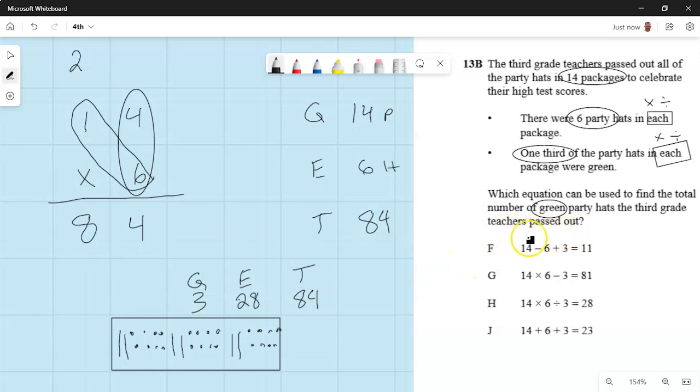So I'm going to look at my answer choices over here. F, 14 minus 6. That's not how I figured out how many hats I had, so that's not right. 14 times 6, that looks right. But I don't think I subtracted 3. I think I divided them into 3 equal groups, so that's not right. 14 times 6, that works, and I do think I did. I took my product of that, and I divided it by 3, and I did get 28, so that looks like that may be my answer. Look at the last one. I did not add, so that's not correct. H would be the way I solved it.